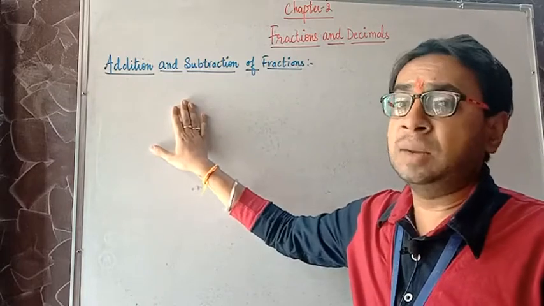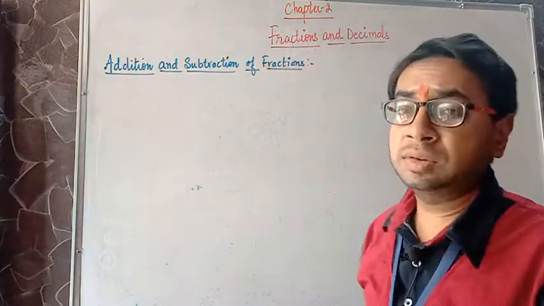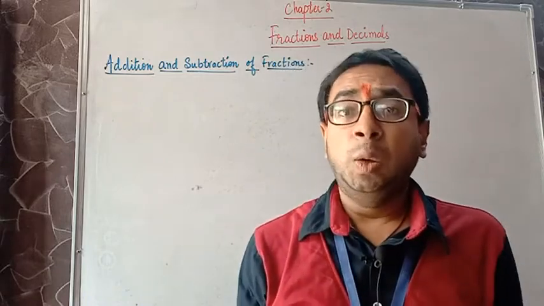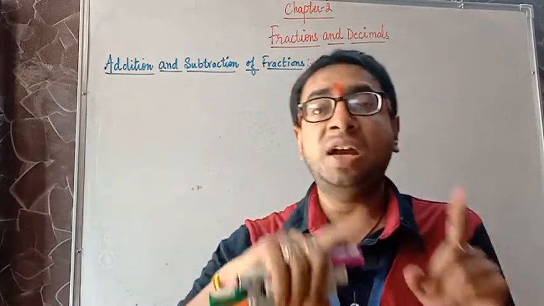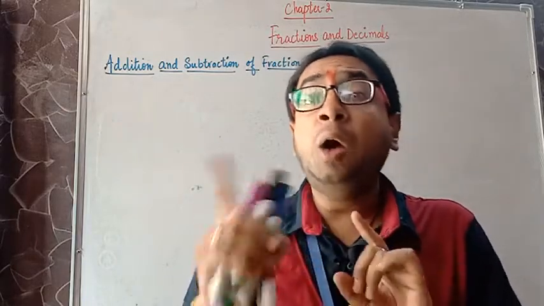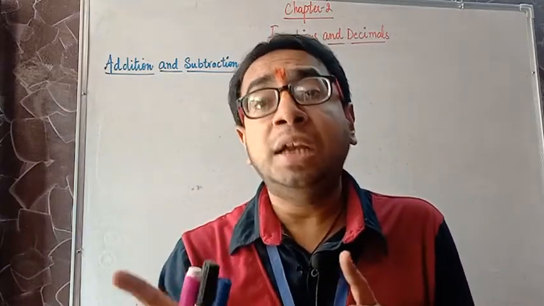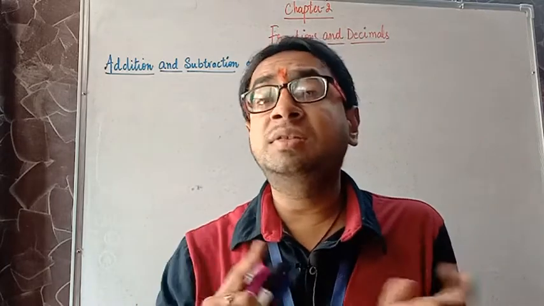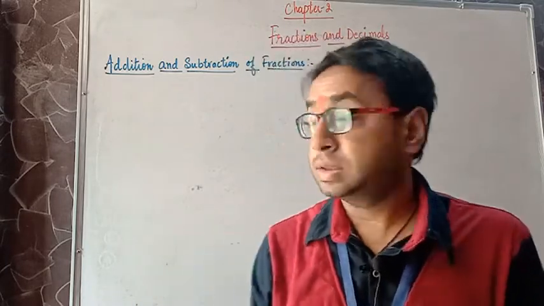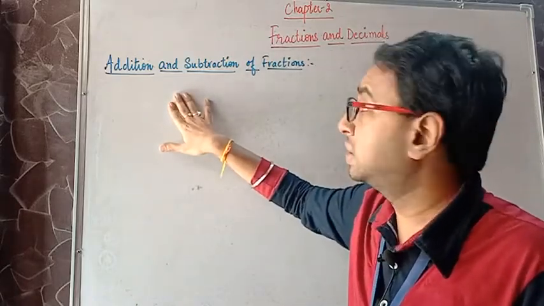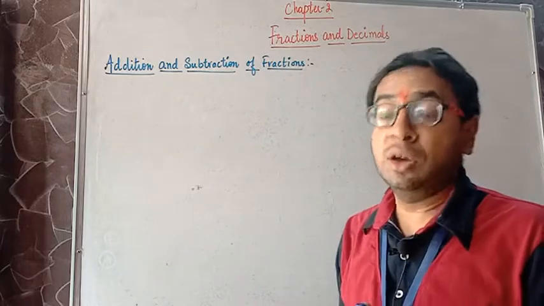We have started with chapter 2, that's fractions and decimals. In the previous video, we have discussed various types of fractions. We discussed how to convert mixed fraction to improper fraction and improper fraction to mixed fraction. How to compare. Compare, it means which is greater, smaller or equal. We discussed about the equivalent fractions. Today we'll be going to do the operations on fractions, that is addition and subtraction of fraction.